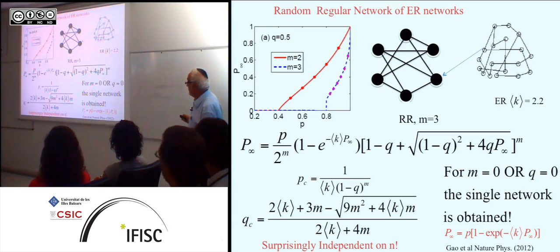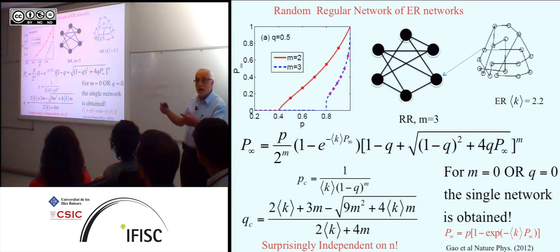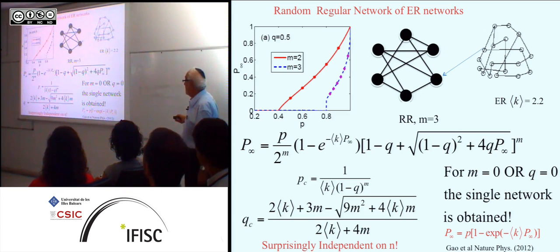But not only when M equals 0. If you take Q equals 0, also no dependency. Q tells you how many nodes in one network depend on the other network. You get also the same formula. So for M equals 0 or Q equals 0, you get the same.